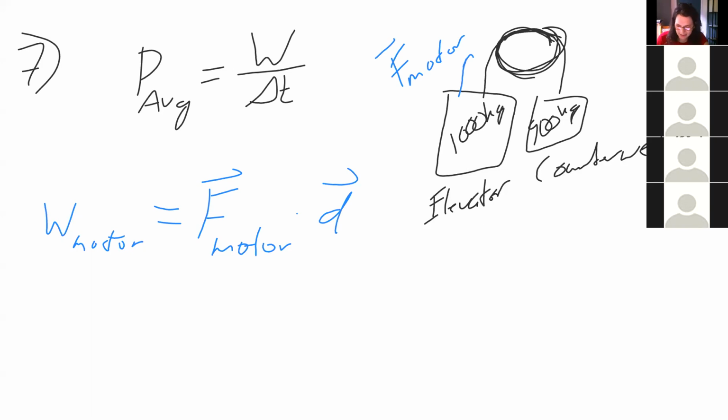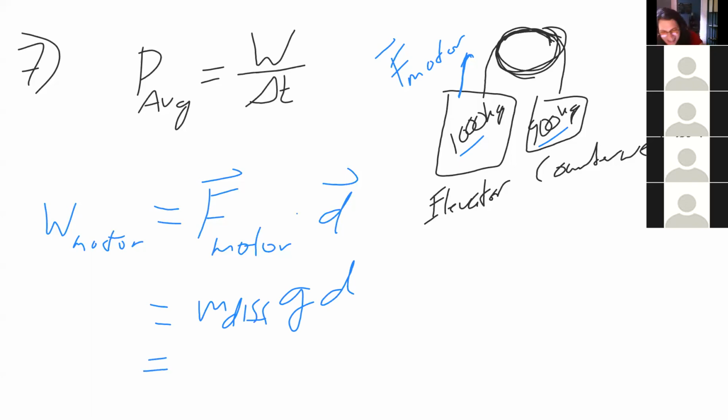And we know that it needs to lift the difference between these two weights. So the force of the motor will be, let's call it the mass difference. Well, I'm not going to use delta. The mass difference times the gravity, mg, and then we just have times the displacement. Now, since this is a force upward and our displacement is upward as well, we can just say that this is just the displacement.